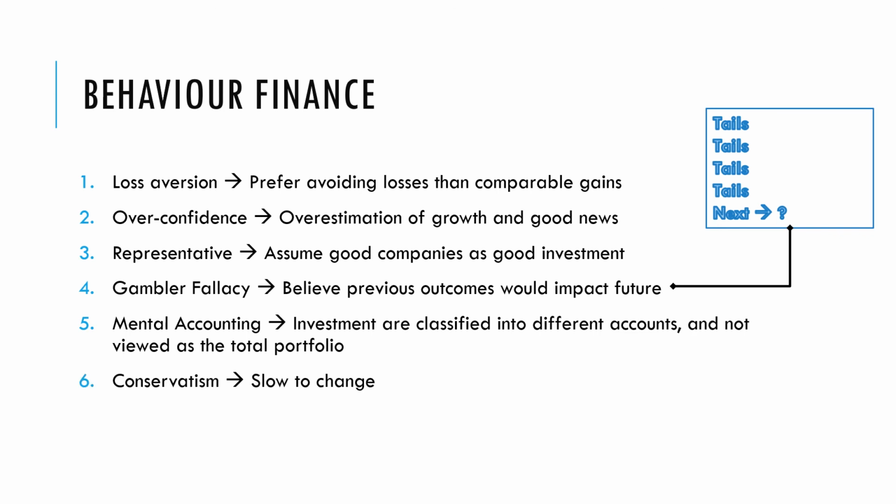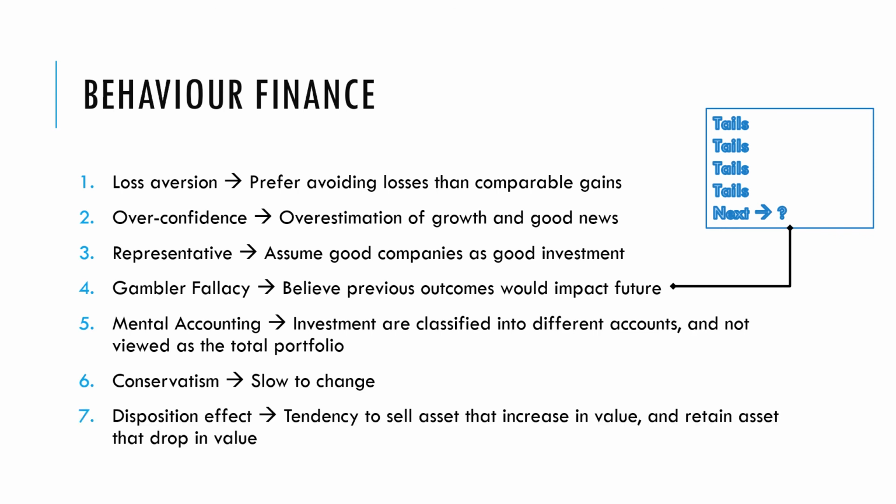Conservatism: investors are reluctant to change, despite new information. In the disposition effect, investors tend to sell stocks that increase in value, and retain assets that are losing money. The reason is that investors do not want to realize a loss.